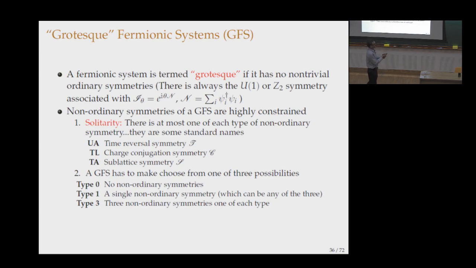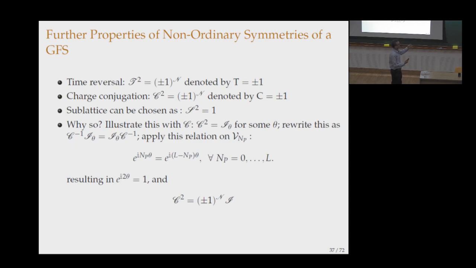Okay, so now you see, there are only 3 possibilities. Type 0, there are no non-ordinary symmetries. Type 1, there is only one non-ordinary symmetry, and type 3, there is no type 2, which has all 3 non-ordinary symmetries, because if I have 2 of them, the third one will come automatically because the product is the other one, right? Now based on this, you can do some very interesting things. You can show that time reversal squared will turn out to be either +1 or -1.